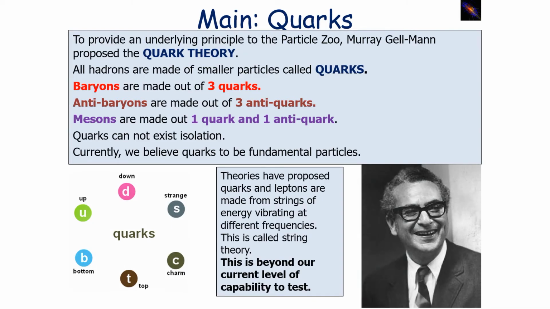To provide an underlying principle to the particle zoo, Murray Gell-Mann proposed the quark theory, that all hadrons are made from smaller particles called quarks: baryons 3 quarks, antibaryons 3 antiquarks, mesons 1 quark 1 antiquark, and quarks cannot exist in isolation, so we currently believe quarks to be fundamental.